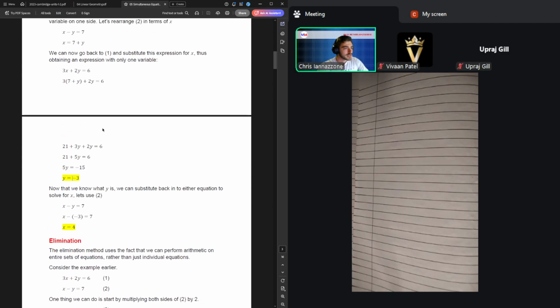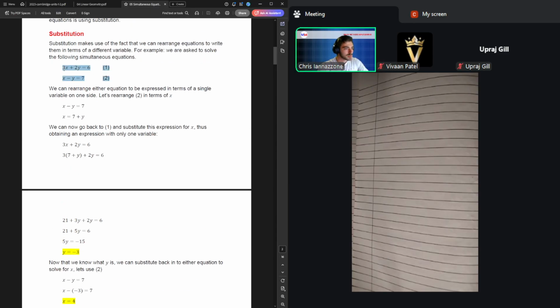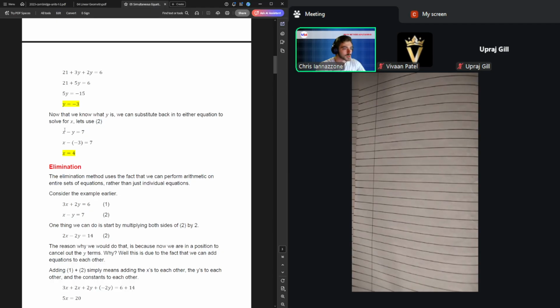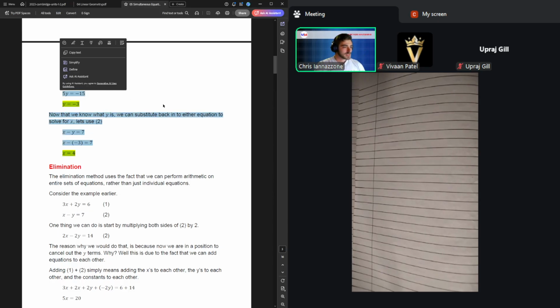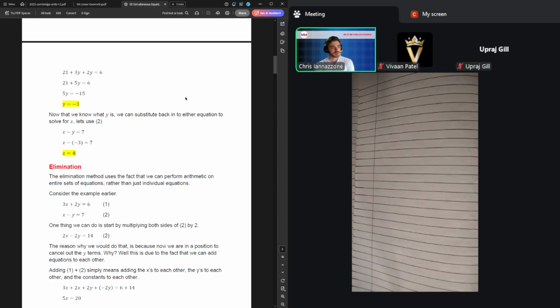Once you have that, it doesn't matter which of these you substitute into, which of these you put a -3 for the y on, you'll get the same answer for x either way. So, because it doesn't matter, pick the easiest one. This has a few multiplications in it. This is just a single subtraction. So I would go out of my way to put it in the easier one rather than the harder one. And that's a set of solutions to the simultaneous equations via substitution. Any questions there?